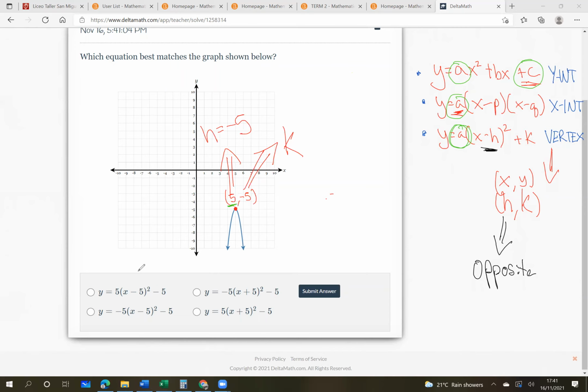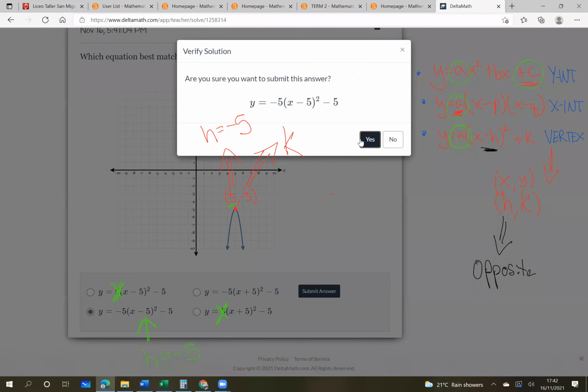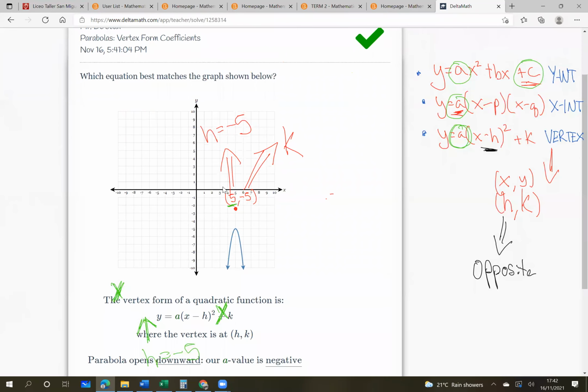So where do I see negative 5 and negative 5? Well, we know that it's a negative, right, because of the sad face. So I can cross this option off and this option off because of the a. And then I look at it and I say, I need h to be negative 5. And it has to be this one because h equals negative 5 in this equation. So we know it has to be this one right here. Okay. Checkmate. All right.